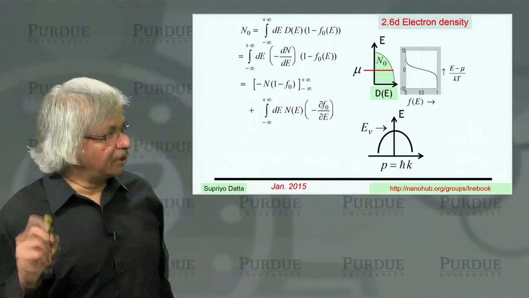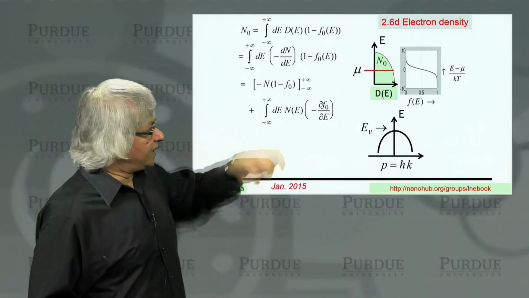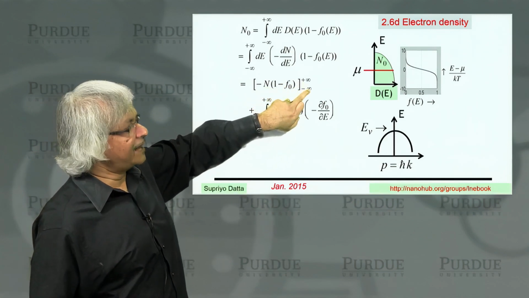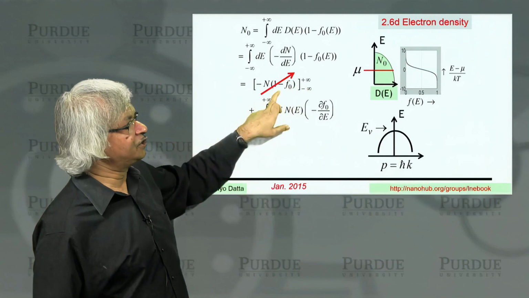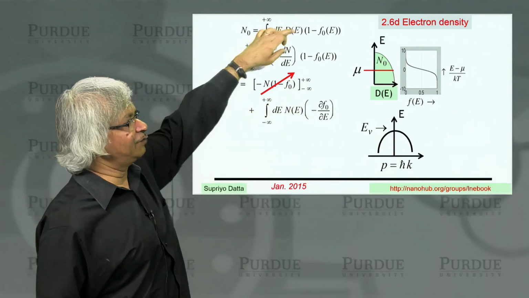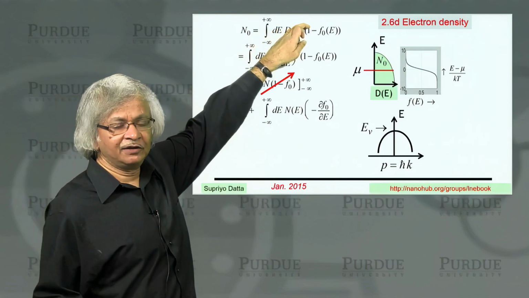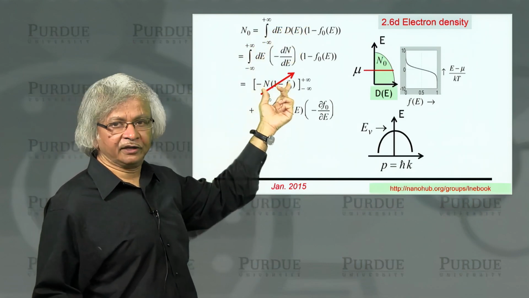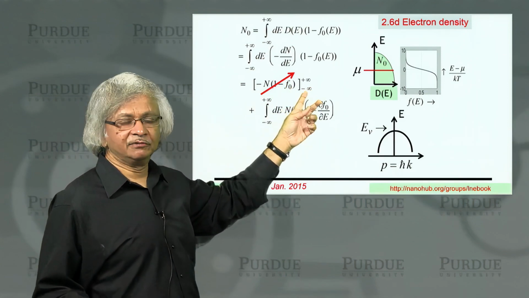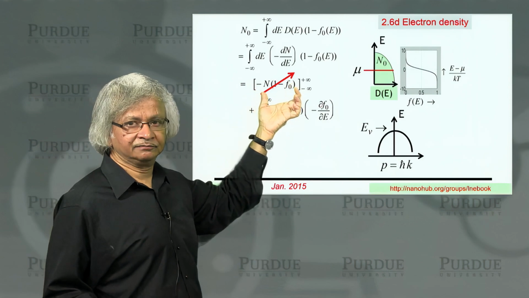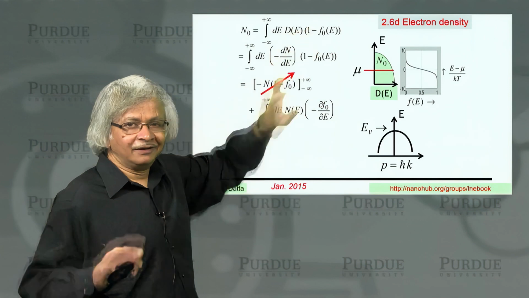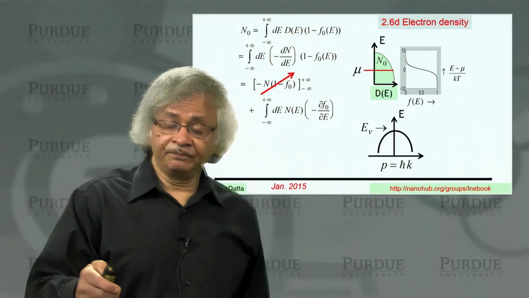But one very important point I want to make is that this N times 1 minus F0 is a quantity that vanishes at both ends, so you can actually ignore it. On the other hand, if I had started with F0 instead of 1 minus F0, then I would have got N F0 over here. And N F0 would not be 0 at one of the limits, which means I wouldn't be able to ignore this term. So whatever I did here only works if I use 1 minus F0. Doesn't work if you use F0.